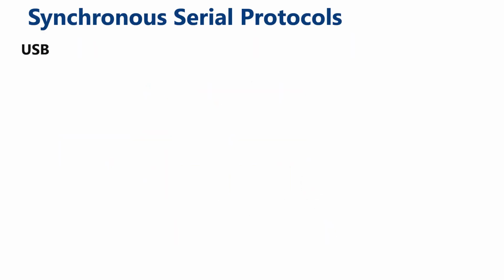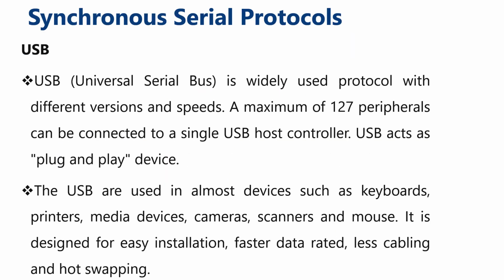Synchronous serial protocols: USB. Universal Serial Bus is a widely used protocol with different versions and speeds. A maximum of 127 peripherals can be connected to a single USB host controller. USB acts as a plug and play device. USB is used in almost all devices such as keyboards, printers, media devices, cameras, scanners and mice. It is designed for easy installation, faster data rate, less cabling and hot swapping.